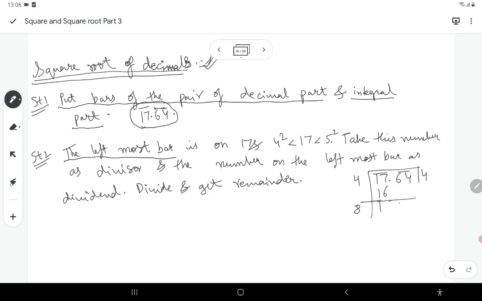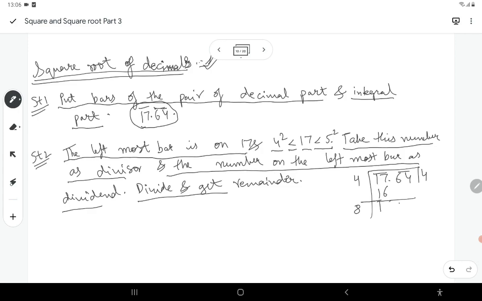The leftmost bar is on 17, and we know that 4 square is less than 17, which is less than 5 square. So we get 4 square. So 4 fours are 16. Now take this number as the divisor and the number under the leftmost bar as the dividend. Divide and get the remainder. So 4 fours are 16 and the remainder comes as 1.